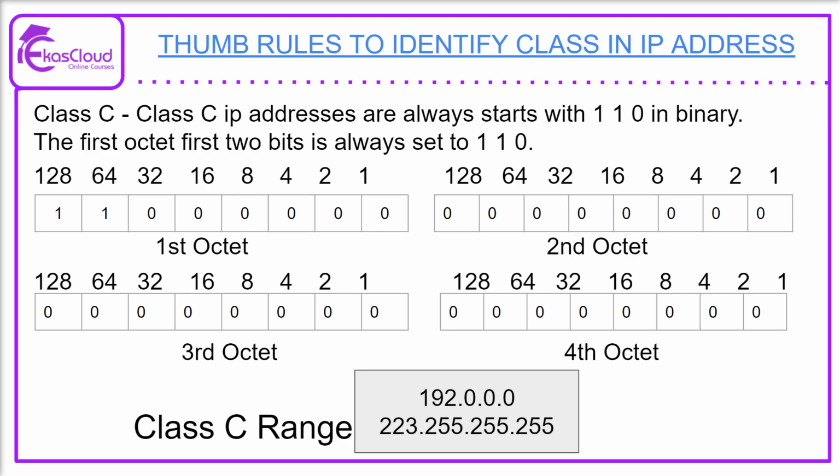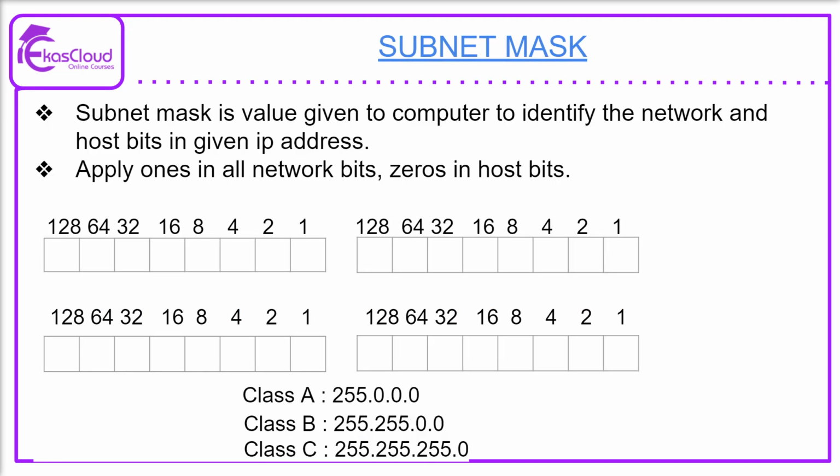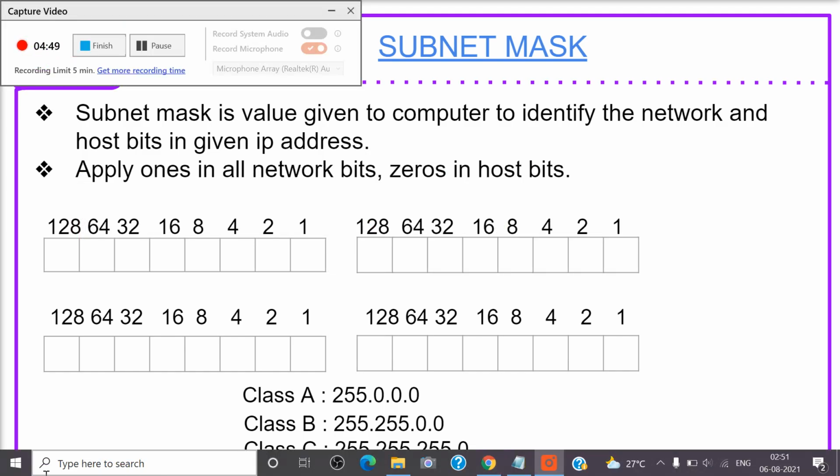For the Class C thumb rule, Class C IP addresses always start with 110 in binary. The first three bits of the first octet are always set to 110, so 128 is 1, 64 is 1, and 32 is 0. The Class C range is 192.0.0.0 to 223.255.255.255.